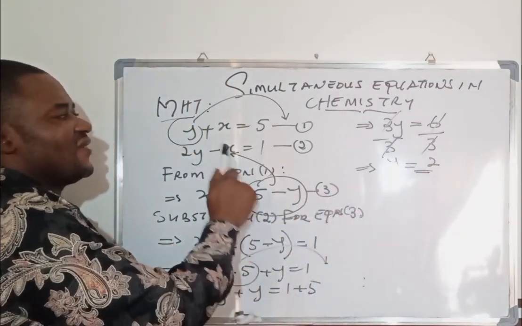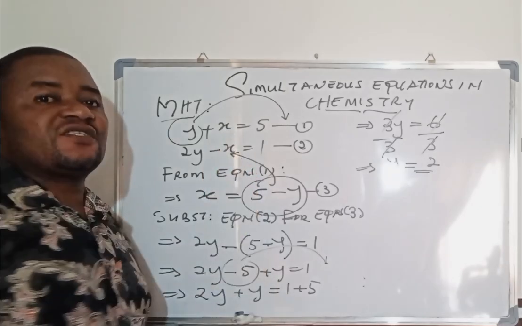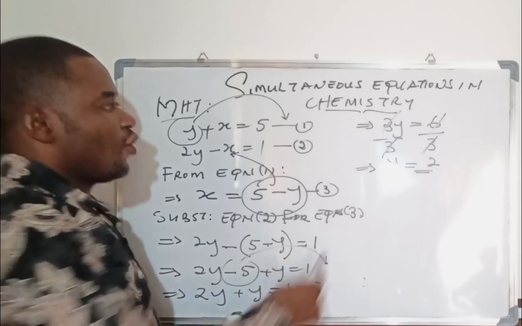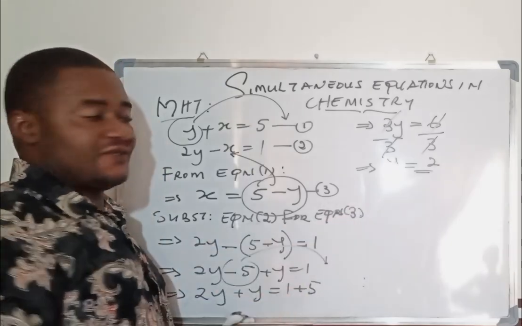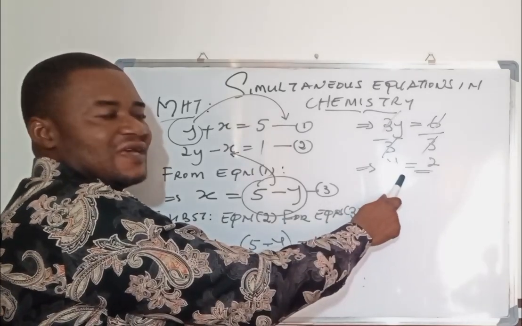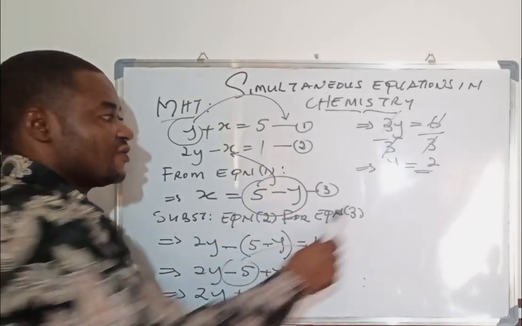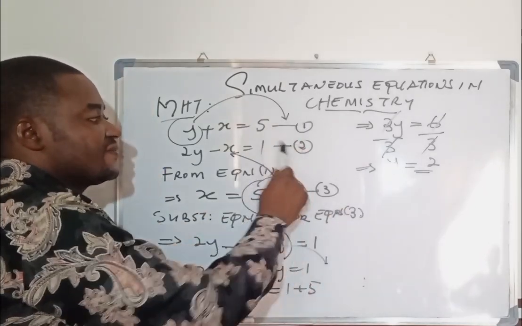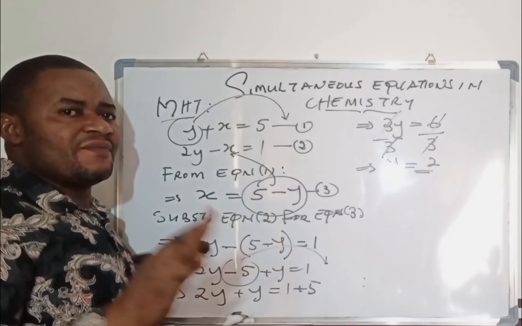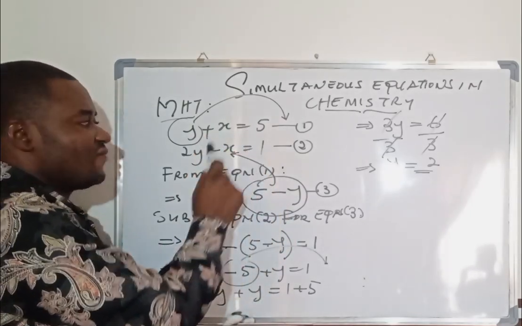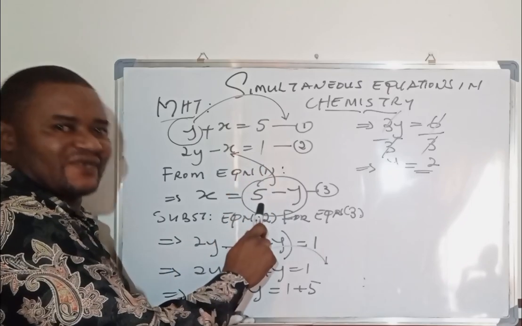How do we obtain the value of x? Because for a simultaneous equation, you have two variables, x and y. To obtain the value of x, we'll substitute the value of y equals 2 into equation 3. You can actually substitute this value into any of the equations and get the right answer. But for purpose of accuracy, since you have used equation 1 and equation 2, you have to use equation 3.